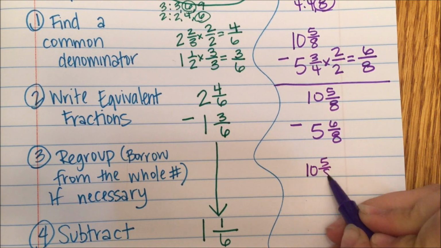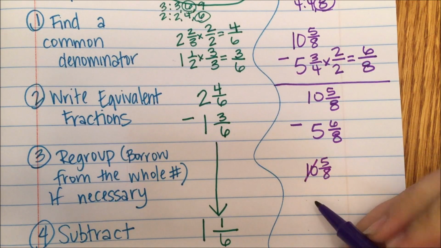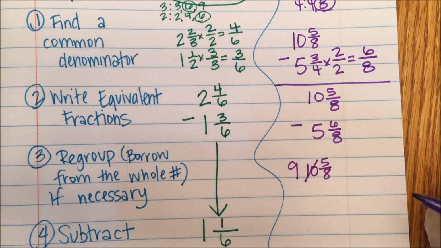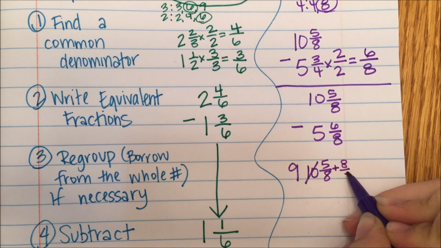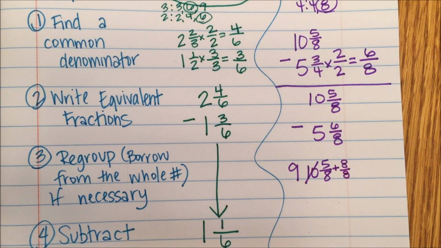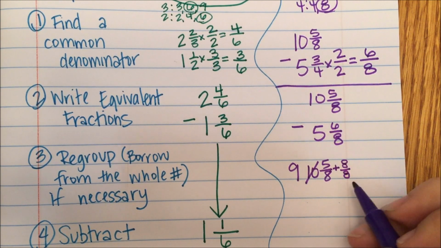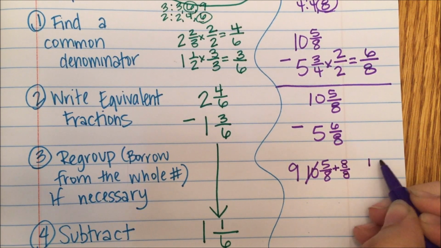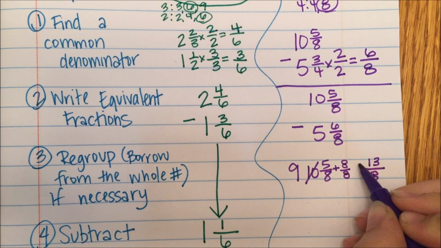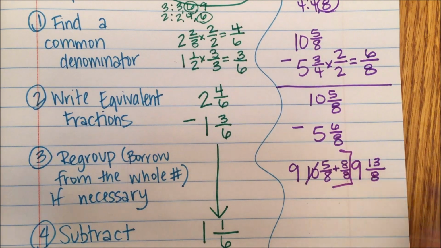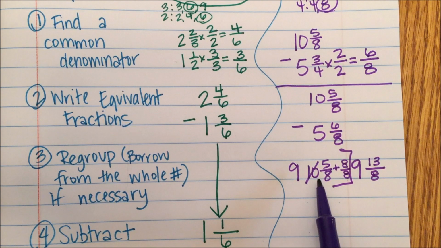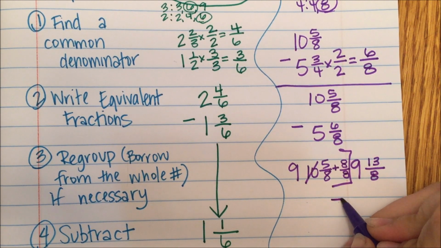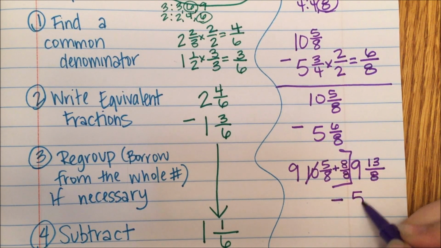So that would be 10 and 5/8, we can cross out the 10 and change it to a 9, but that whole didn't go away. So we're going to add 8/8 over here. So 5 plus 8 is 13. And then you've got 13/8. 9 and 13/8, which is equal to 10 and 5/8. We've just regrouped it. Then we can subtract 5 and 6/8.